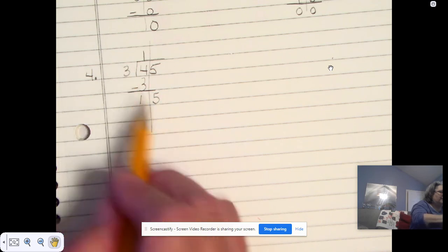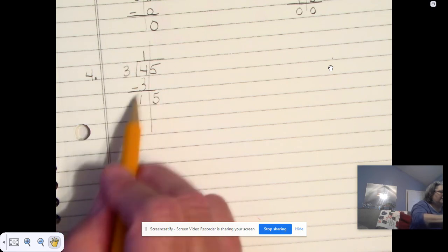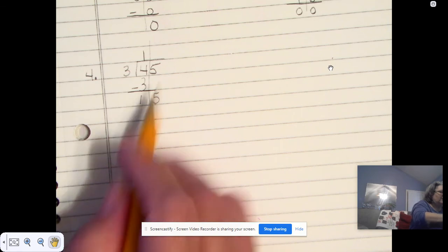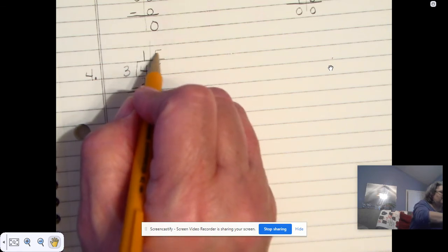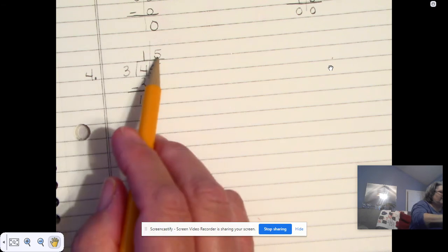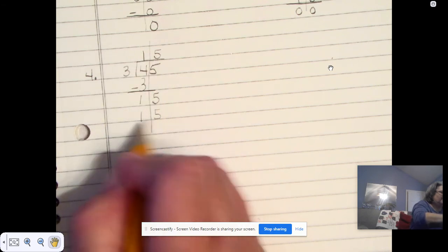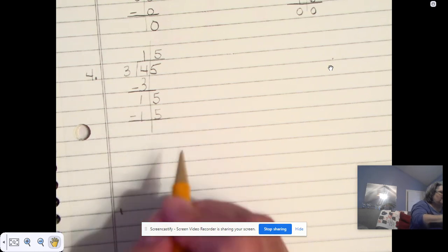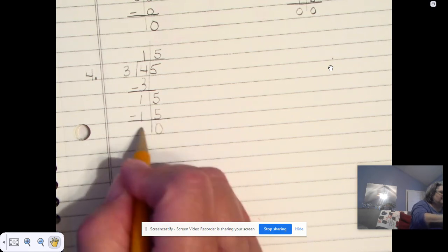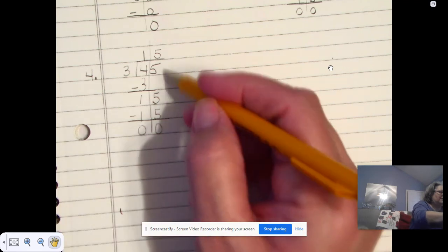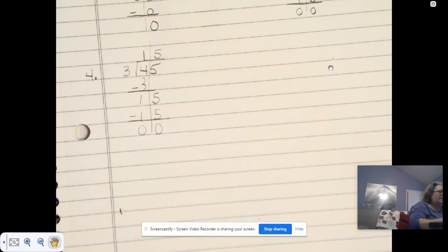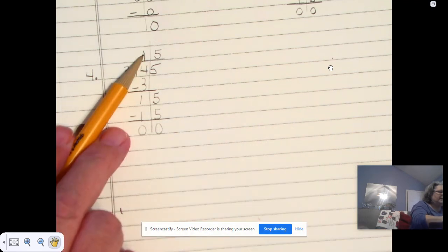How many groups of 3 go into 15? I hope you said 5, which we're going to write right up here. 5 times 3 is 15, which we'll write right here. We draw our line. We subtract. We don't have another number to bring down. Our final answer is 15.